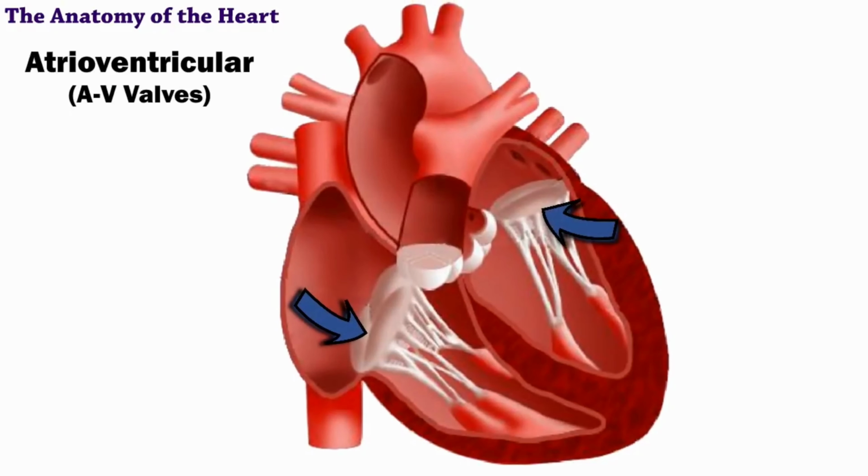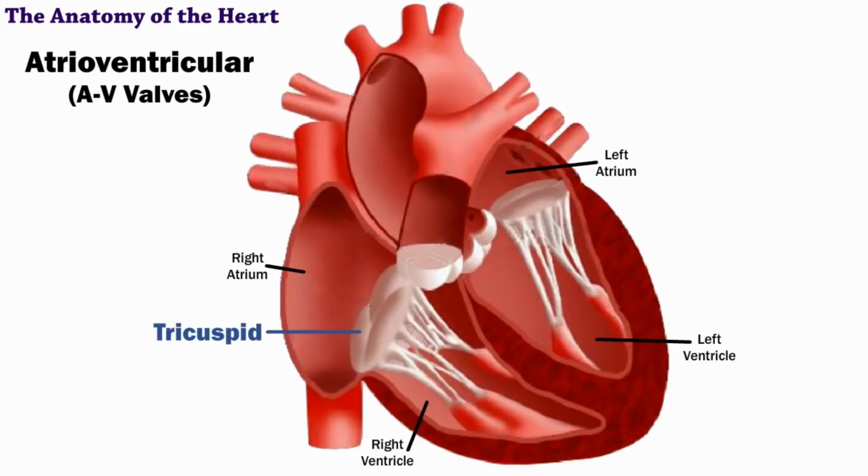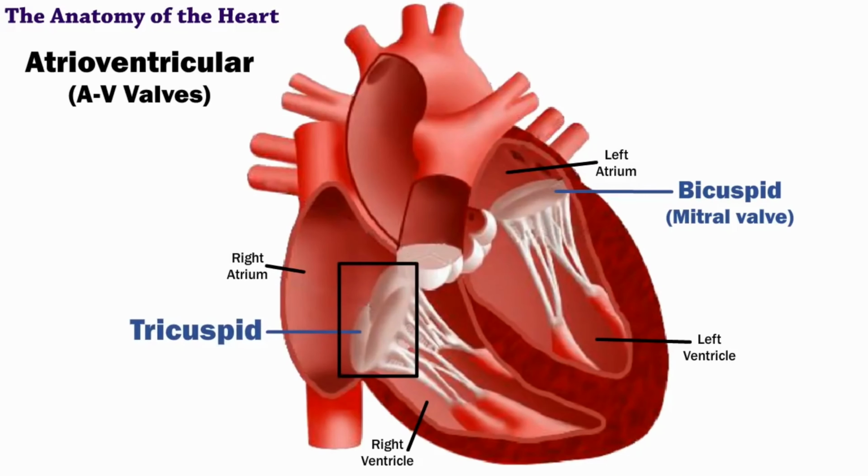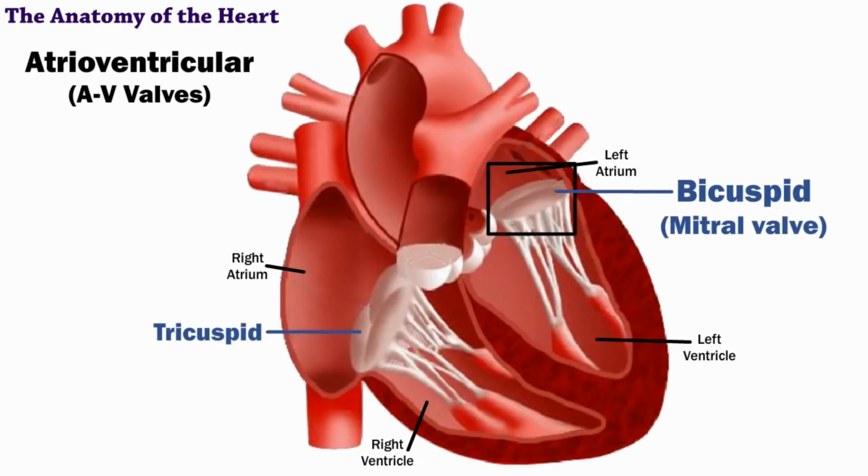The atrioventricular, or AV valves, are between the atria and the ventricles on each side of the heart. They are the tricuspid and the bicuspid, or mitral, valve. The tricuspid is on the right side, and the bicuspid, or mitral, is on the left side.